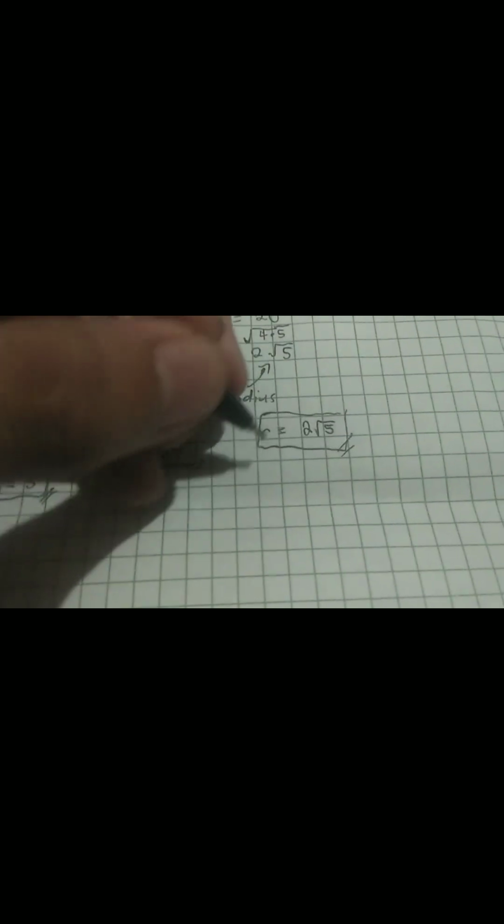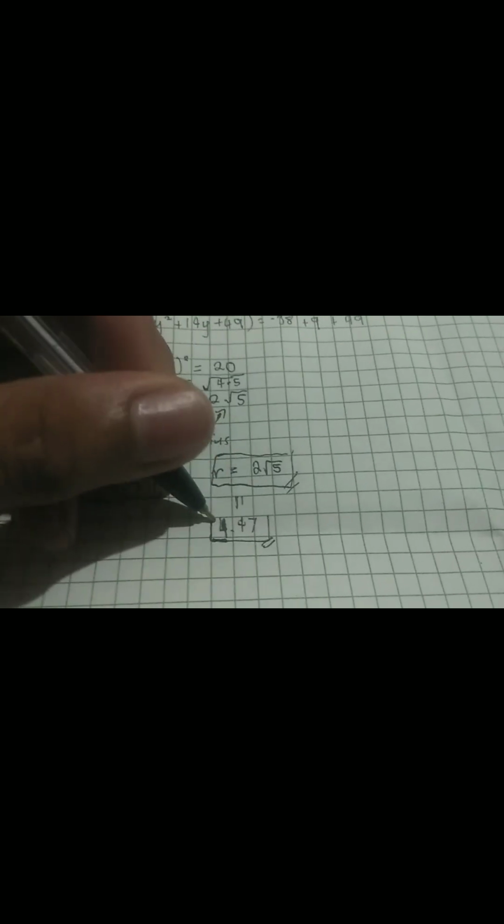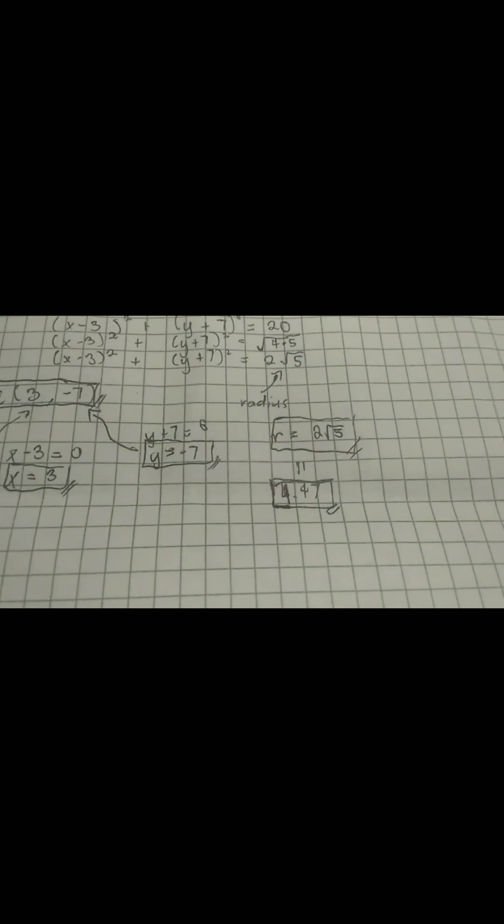Okay, so we can convert it into decimal. 2 square root of 5 in decimal is 4.47. We converted it so that it will be easy when we graph it. So, let's now go to the process of graphing.